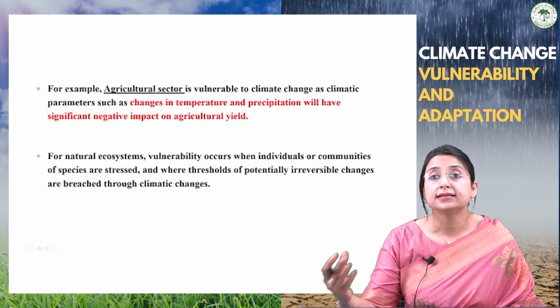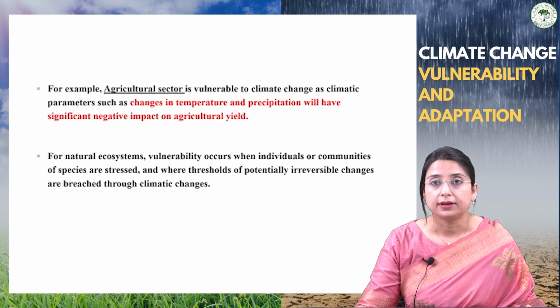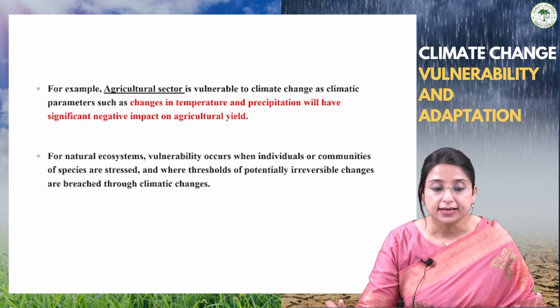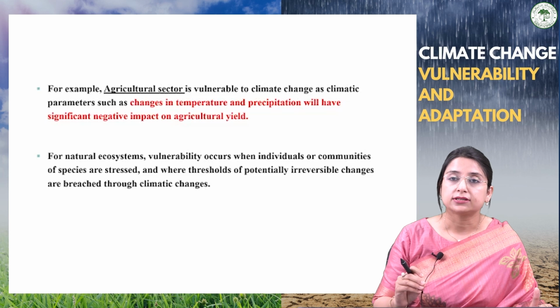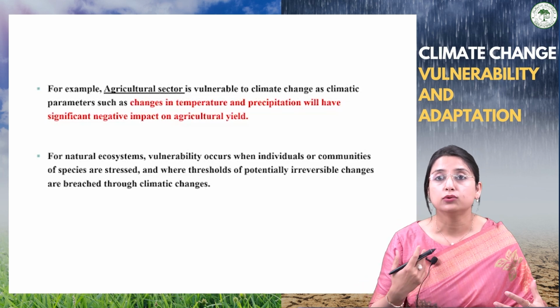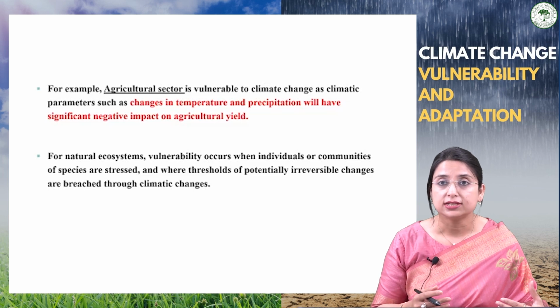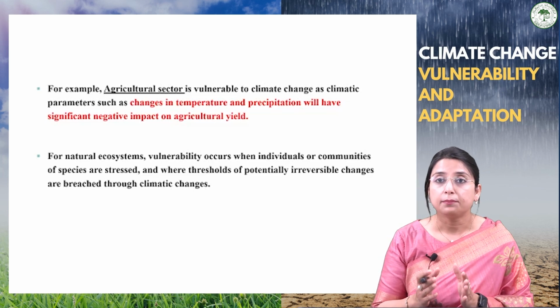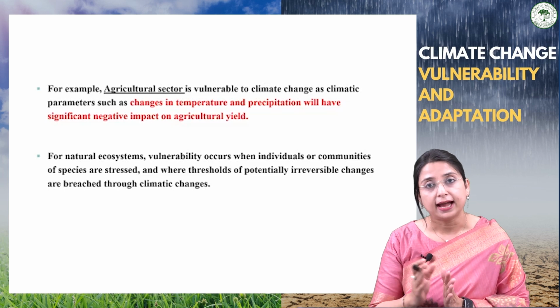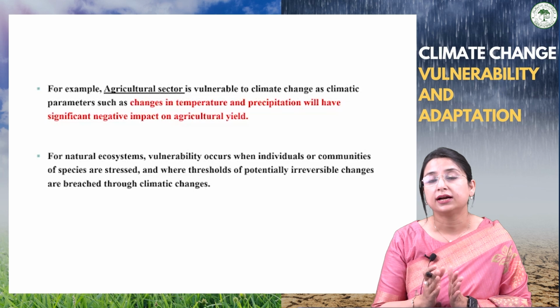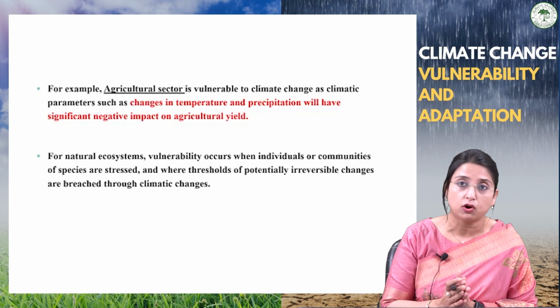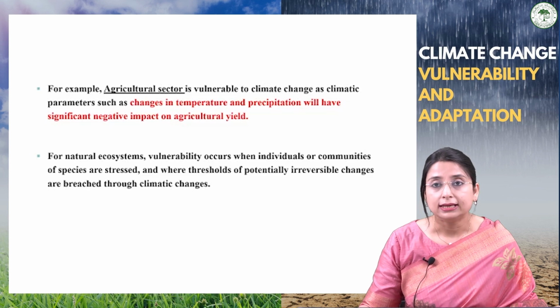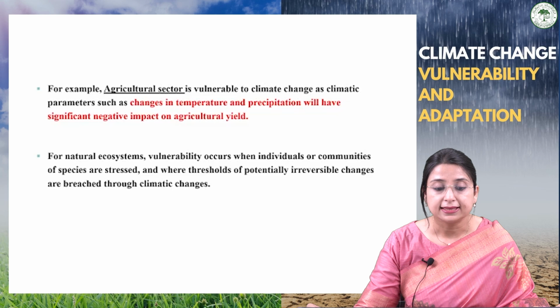For example, there are certain sectors which are mainly dependent upon the climate. The common example here is the agricultural sector. Agriculture is mostly dependent upon the climate because any change in precipitation regime, change in temperature, or climate shifts can impact agricultural productivity and yield, and that will disrupt the supply chain. Many times the countries mainly dependent upon the agricultural economy, or primary economy, are vulnerable to climate change, as a change in temperature and precipitation will have a significant negative impact on agricultural yield.